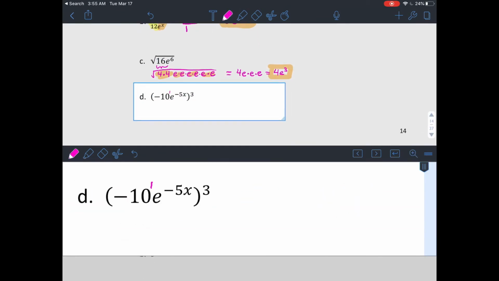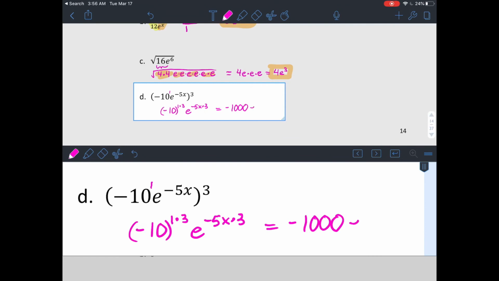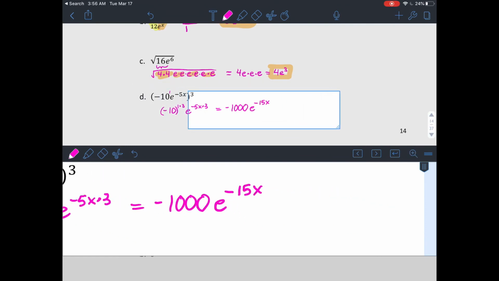Here you have some expression being raised to the third power. So I'm going to write it out with everything's power being multiplied by 3. If you actually do that multiplication, you have negative 1,000 for your negative 10 to the third, and then e to the negative 15x. Because that's a negative exponent on my e, I'm just going to go ahead and make it in the denominator as e to the positive 15x.